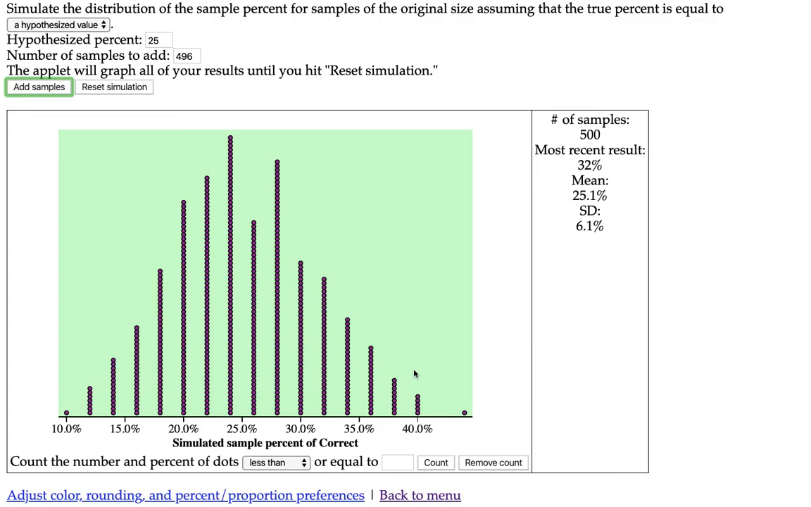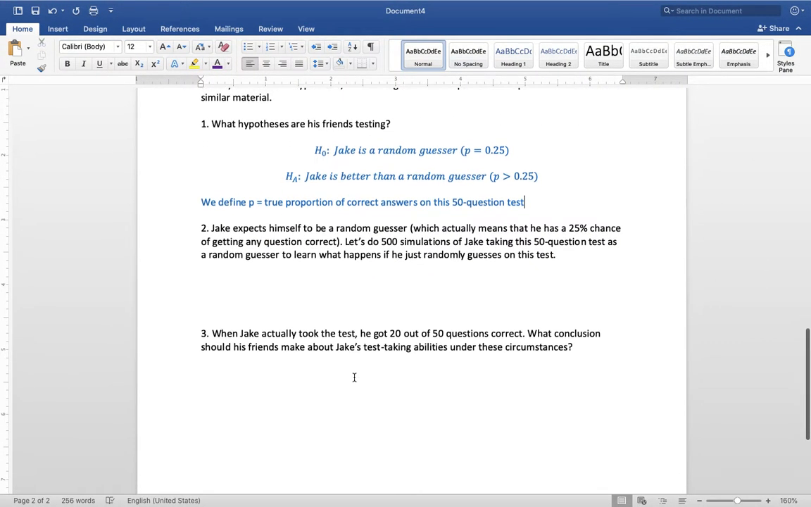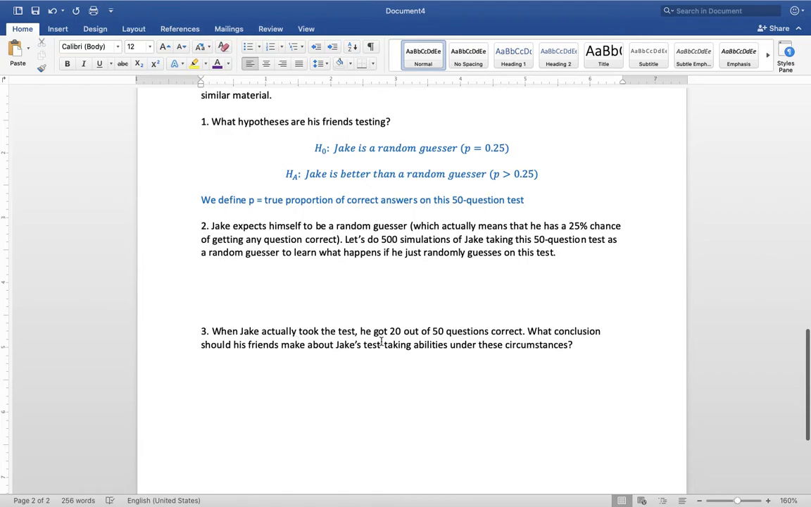So really all we have to do is think about what Jake actually did when he took this real test for his friends. Did he score consistently with a random guesser, or did he score better than a random guesser would, or sort of inconsistent with our expectations? So let's go back and take a look at that. It says when Jake actually took the test, Jake got 20 of 50 questions correct. What conclusions should his friends make about Jake's test-taking abilities under these circumstances? So Jake actually got 20 of 50 questions correct.